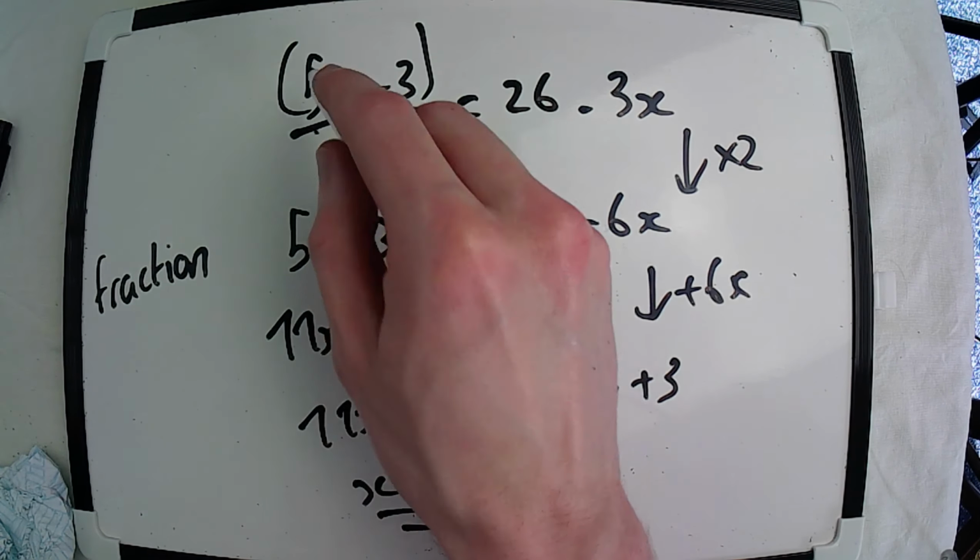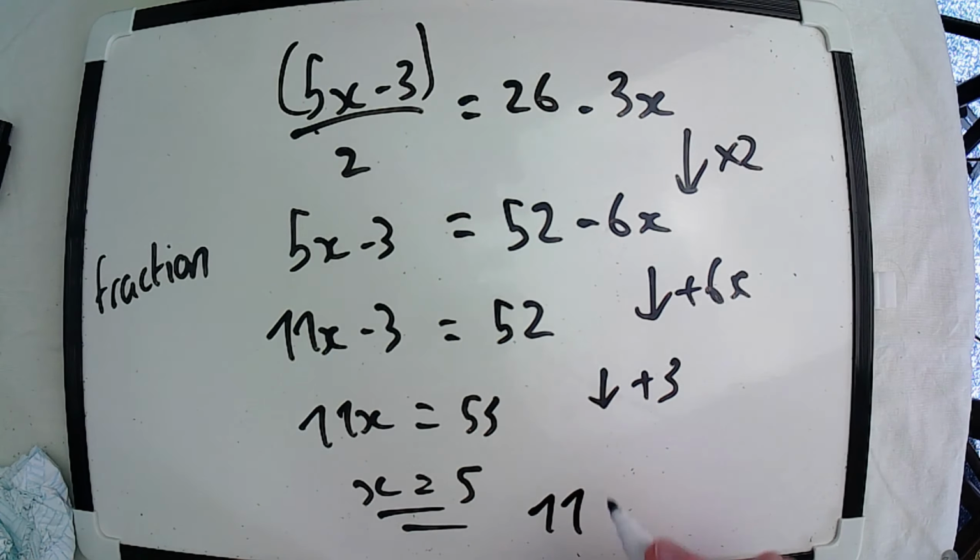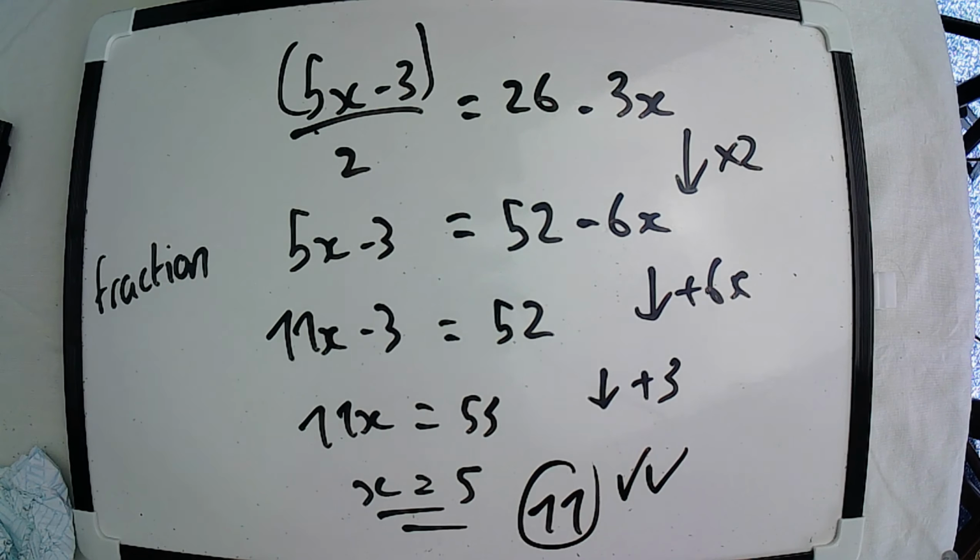I'm going to check really quickly. 5 5s is 25. Take away 3 is 22. Divided by 2 is 11. 3 5s are 15. 26 take away 15 is 11. So we are correct. So there you have it. This is how to solve linear equations.